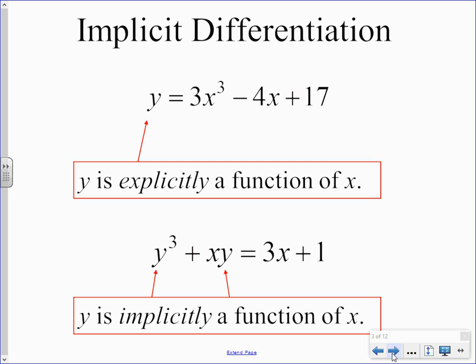Let's talk about how we would find the derivative of this explicit function. Okay? Our notation was, if y equals 3x cubed minus 4x plus 17, then we would write dy dx is 9x squared minus 4. Okay? dy dx, what does that mean? Okay, the derivative of y with respect to x. Okay, that's what that means.